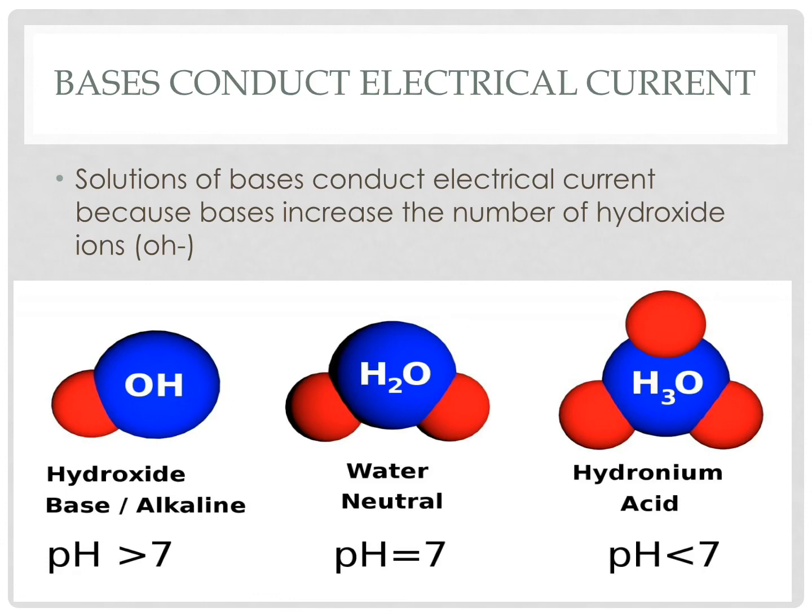Okay, what about the bases and the electrical conductivity? Or do bases conduct electrical current? Yes, they do. Why? Solutions of bases conduct electrical current because bases increase the number of hydroxide ions in the solution. What is a hydroxide ion? A hydroxide ion is actually a hydrogen atom and an oxygen atom bonded together carrying a negative charge.